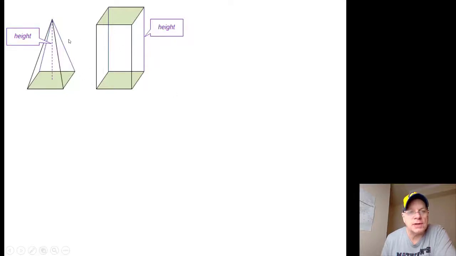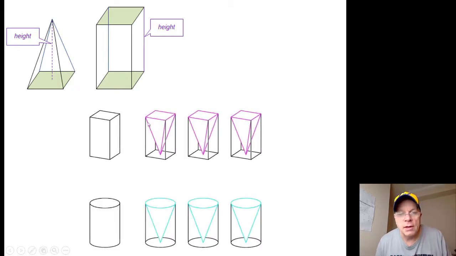Okay, now that you've watched the video, you should know what fraction of the prism this pyramid is. Do you know what fraction it is? When you watched the video, you saw that 3 pyramids will fill up 1 prism, or 3 cones will fill up 1 cylinder that has the same height as the cone. Three pyramids with the same height as this prism would fill up this prism.